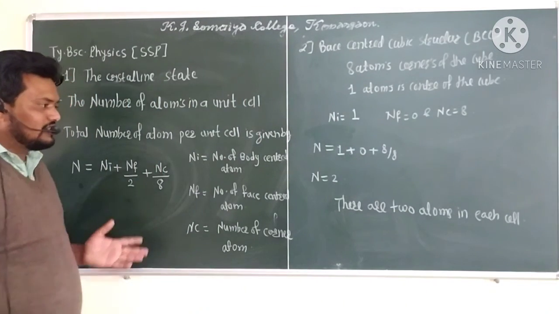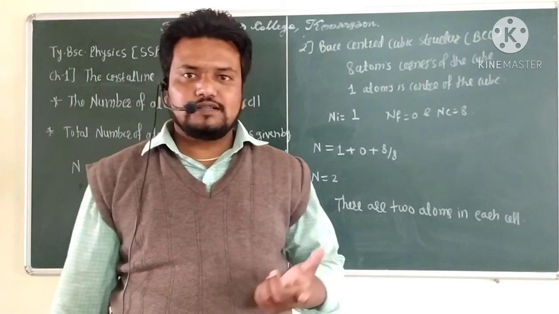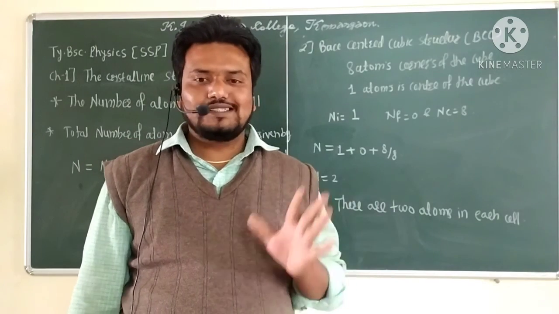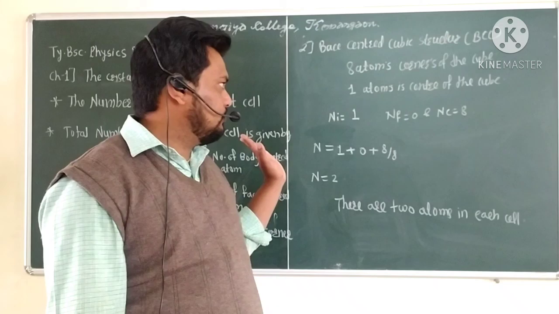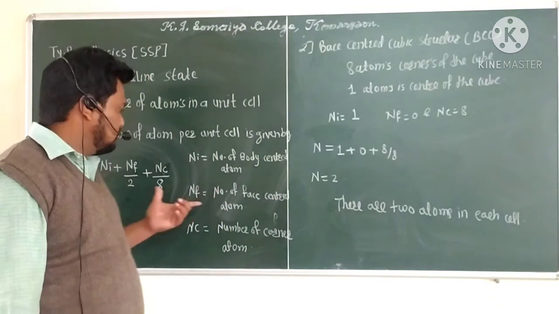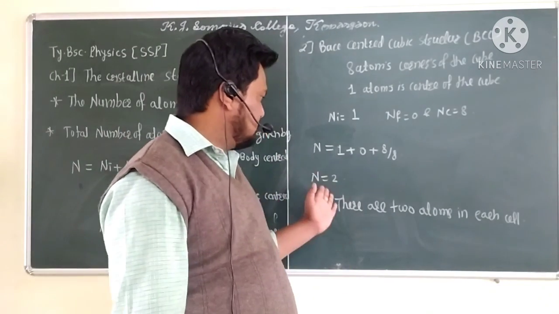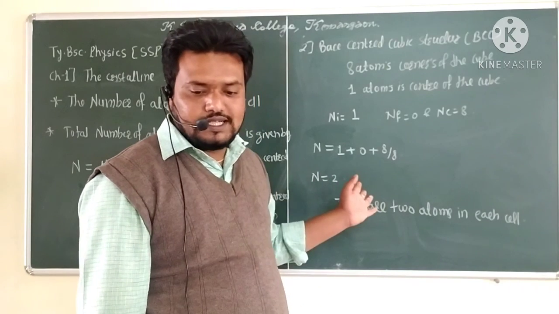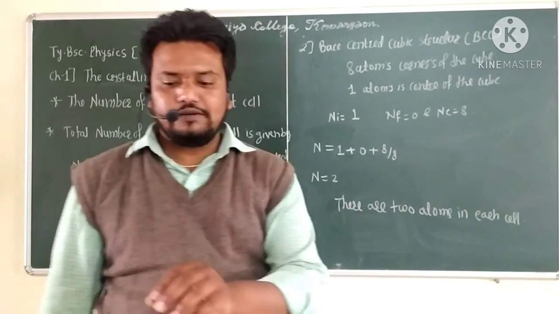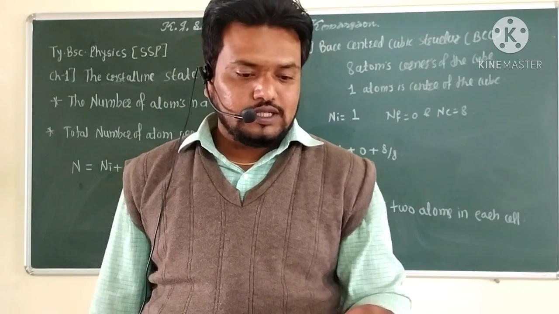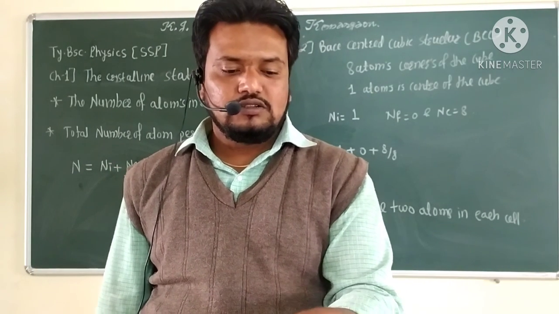So consider here, in the body centered cubic structure, 8 atoms are at the corners of the cube and 1 is at the center of the cube. According to this formula for the total number of atoms per unit cell, we get N is equal to 2, and that's why we say that there are 2 atoms in each cell.